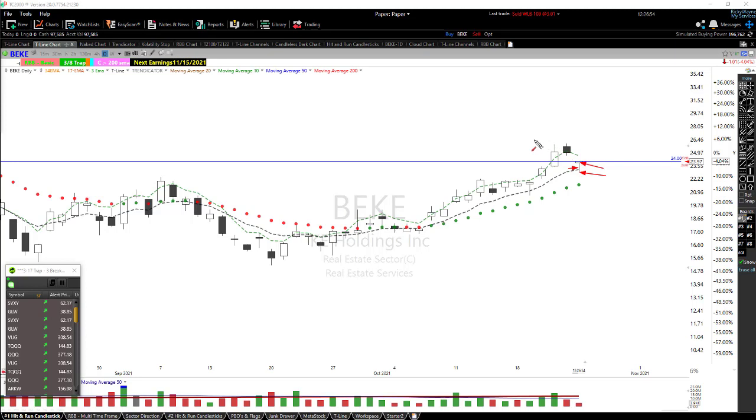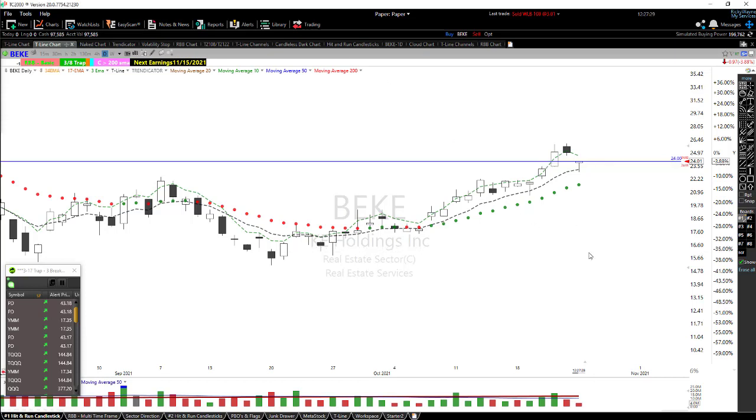Because here we've got what looks like close to a tweezer top and a gap down. That tells me a story, and I need that story reread. I need that story to change directions.